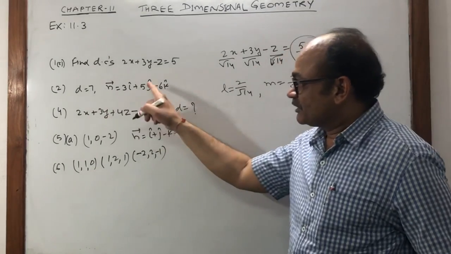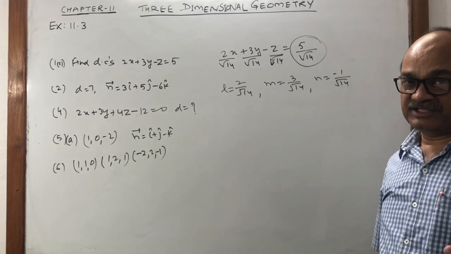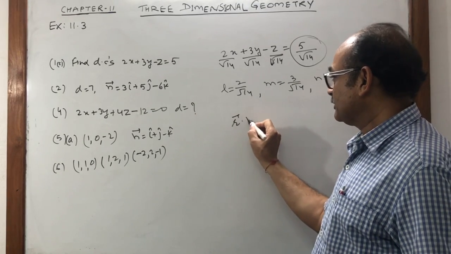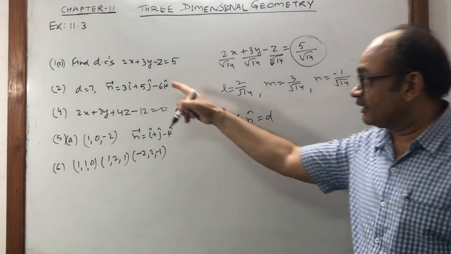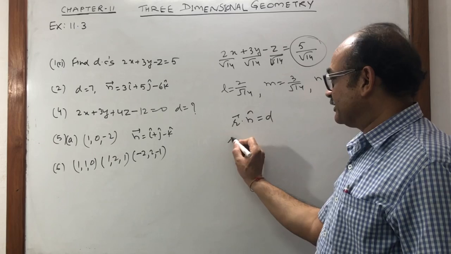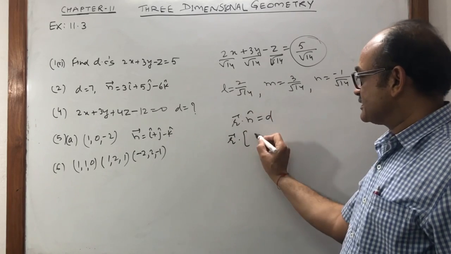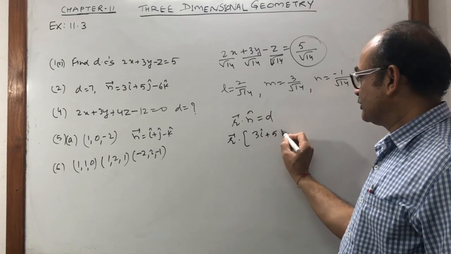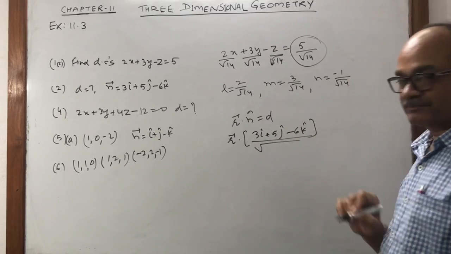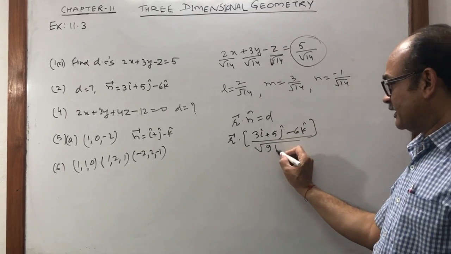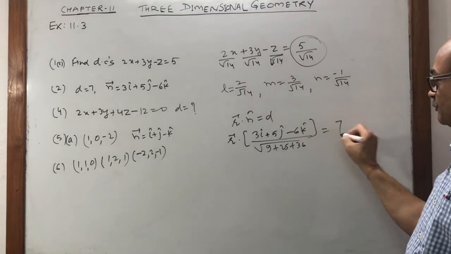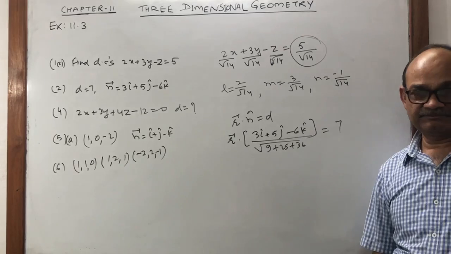D is given, the normal is given, we want to make the equation of the plane. And you know the formula, r dot n cap equals D. But here the normal is given, not a unit vector of the normal. So we can convert it. R dot n cap means 3i, 5j, 6k. You have to convert it into n cap. So divide by root of 9, 25, 36 equals D, which is given to you, the distance from the origin, 7.